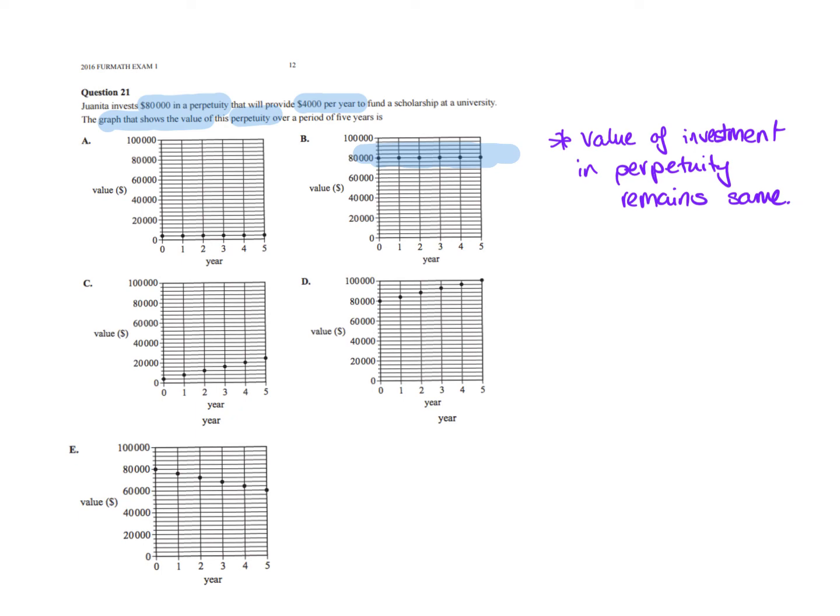Now, she's got to get 4,000 a year, and that's why this one, the other flat one, isn't going to make it because it's so low.